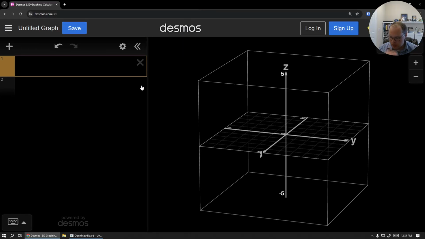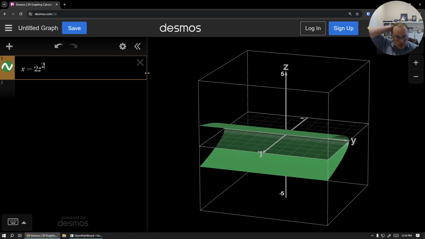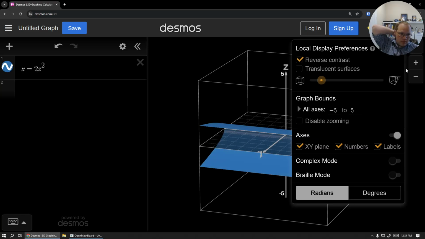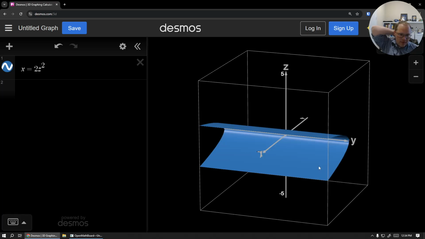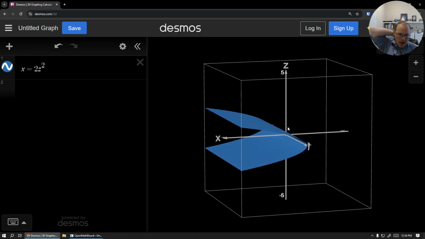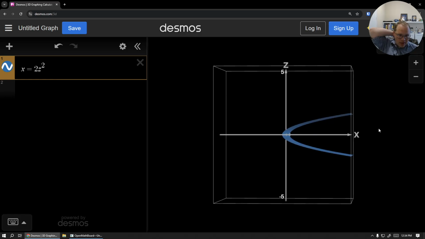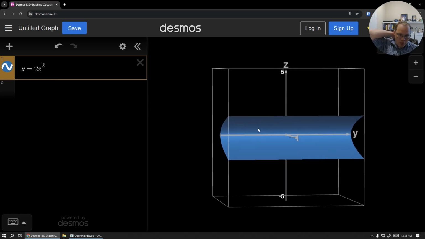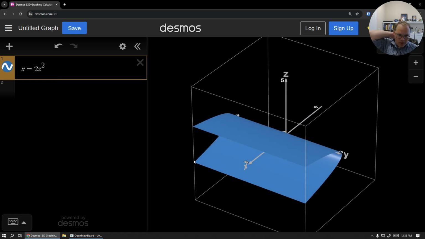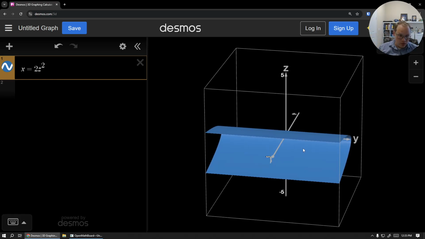So let's take this and do the same thing. x equals 2z squared. Change the color to match. Let's take out that xy plane, it's kind of in the way. Notice if I restrict myself to the xz plane, I get that same parabola. But with the y, that parabola stretches in that y direction, and I get that structure that I drew.